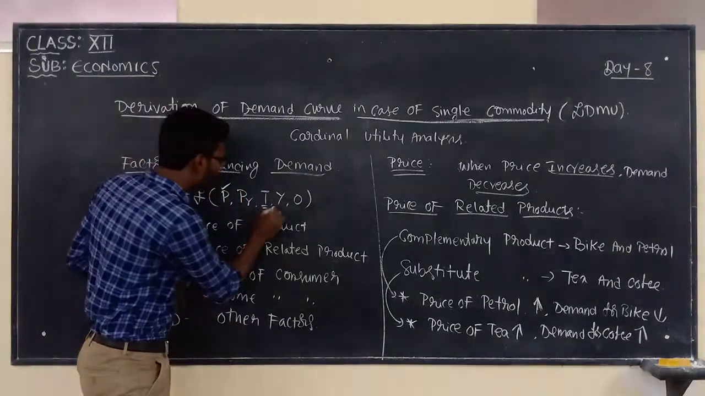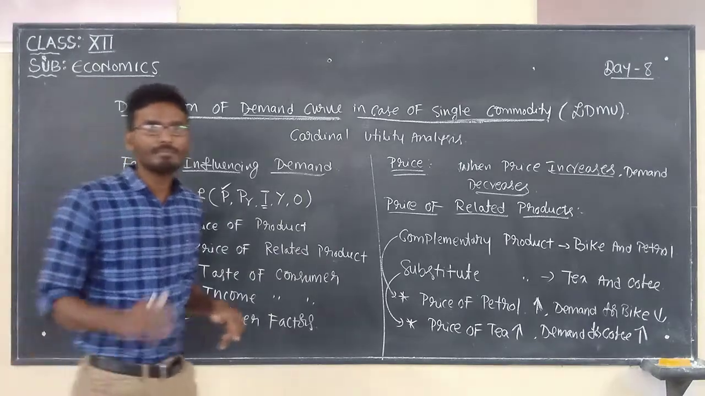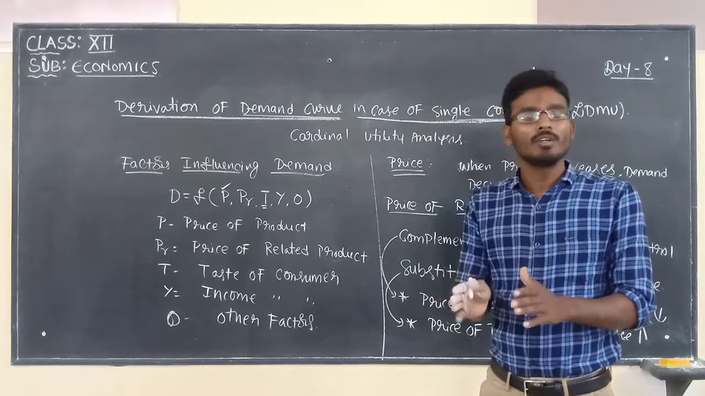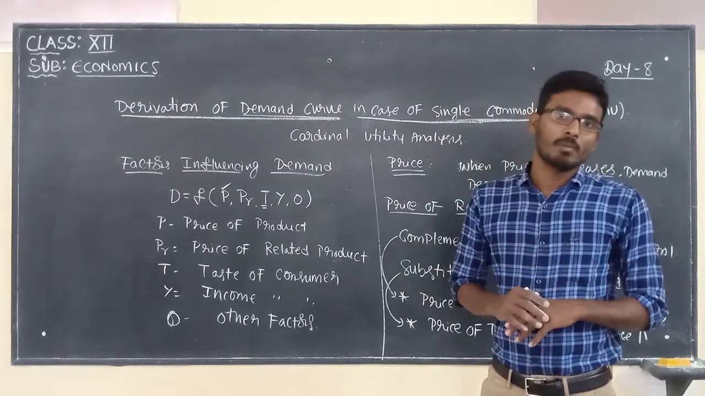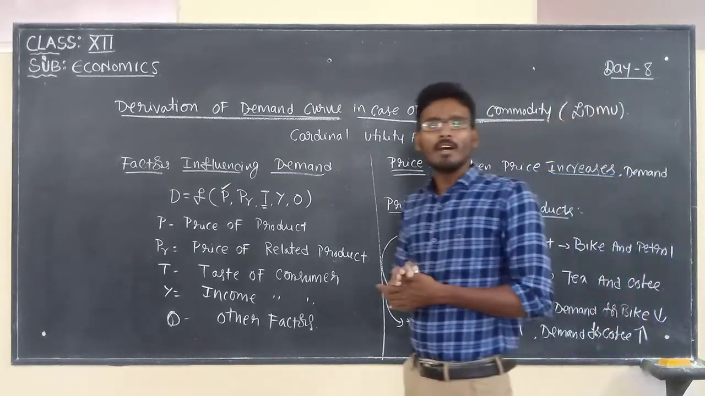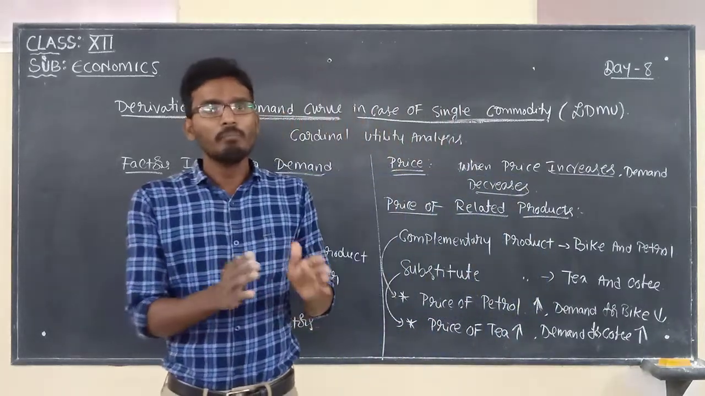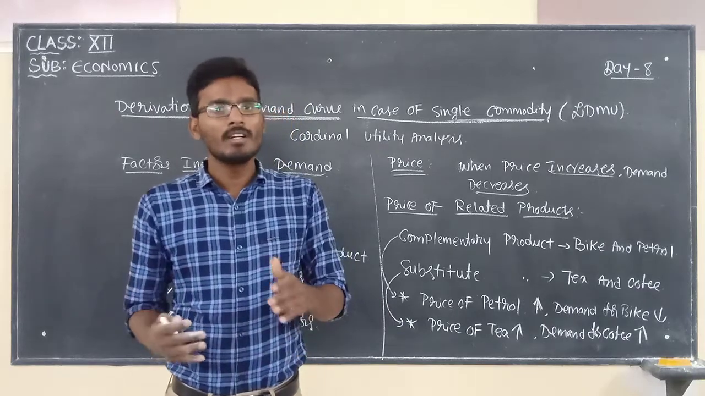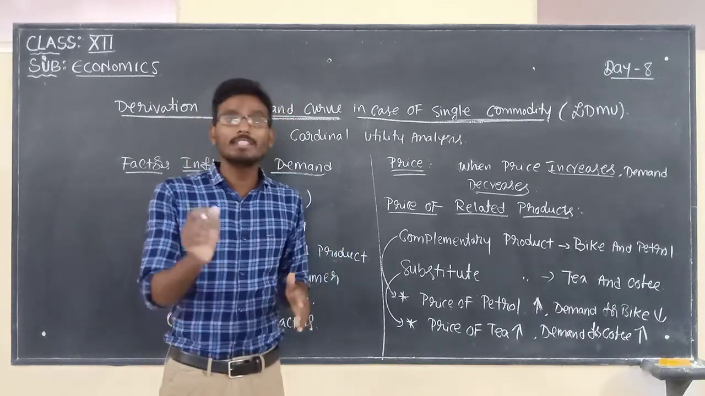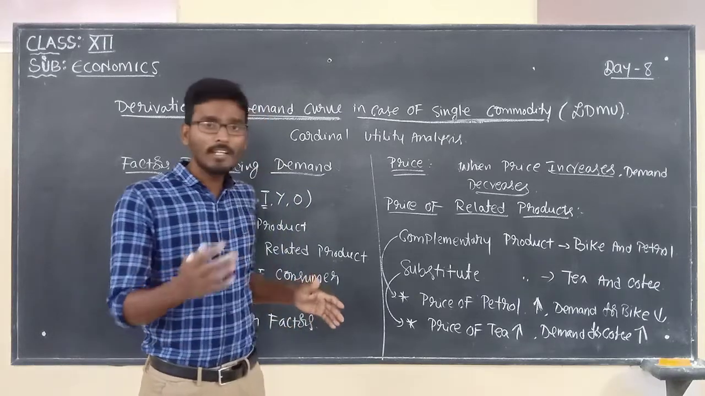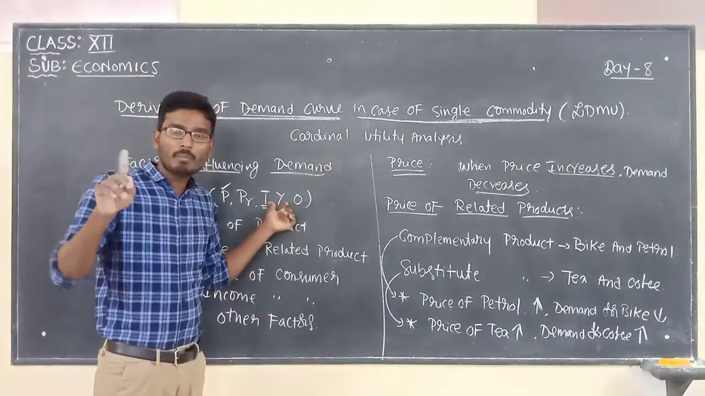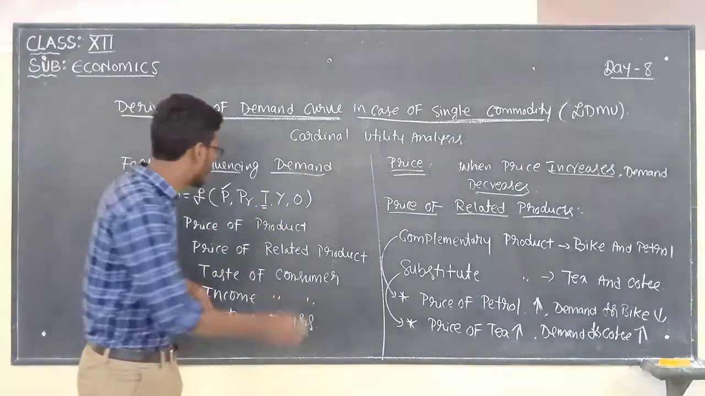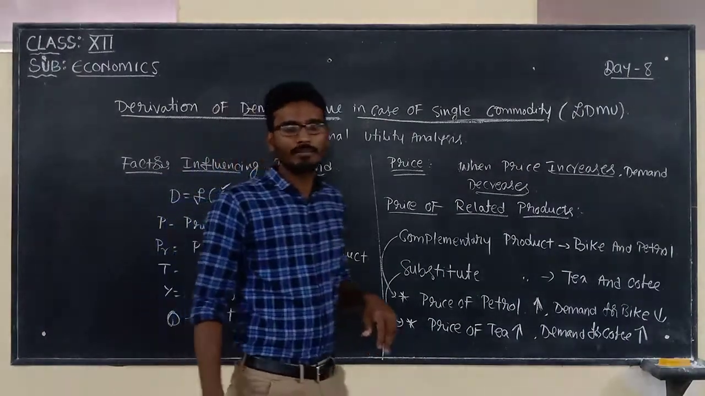After that, the third one is the taste of the consumer. Sometimes the taste and preference of the consumer also influence the demand of a product. For example, in a population with more teenage people, they prefer to purchase casual shirts as well as jean pants. So the demand of a product is also influenced by the taste and preference of a consumer.